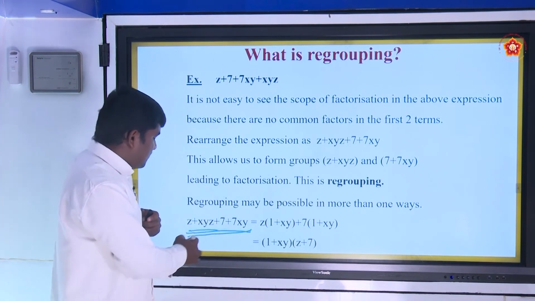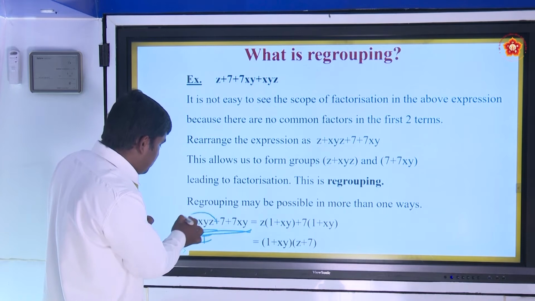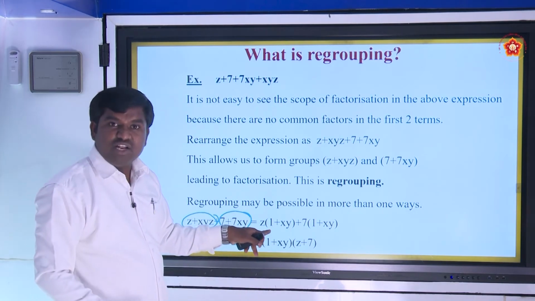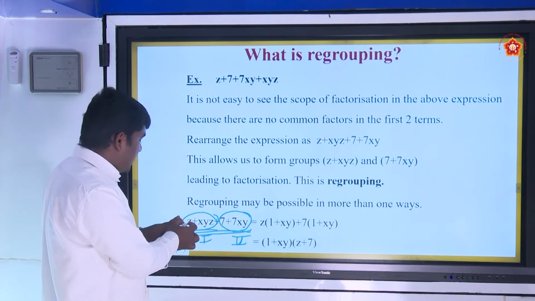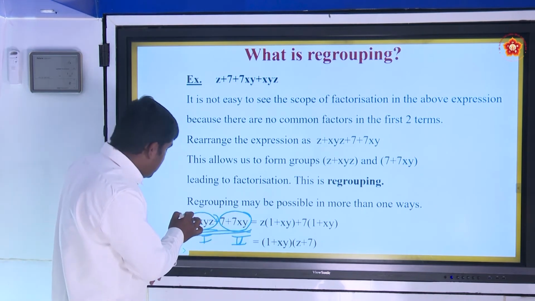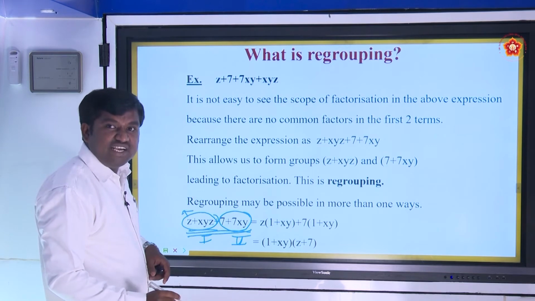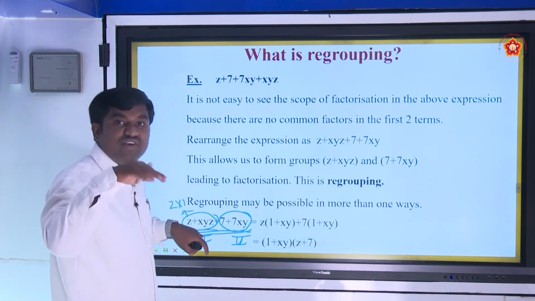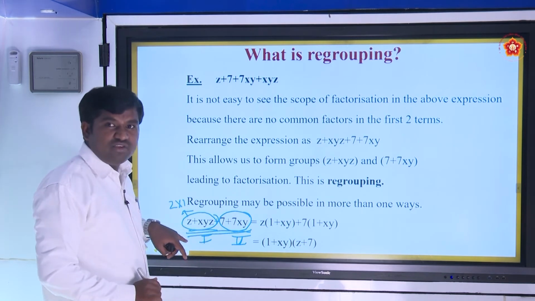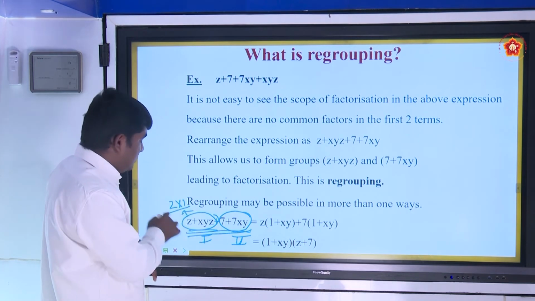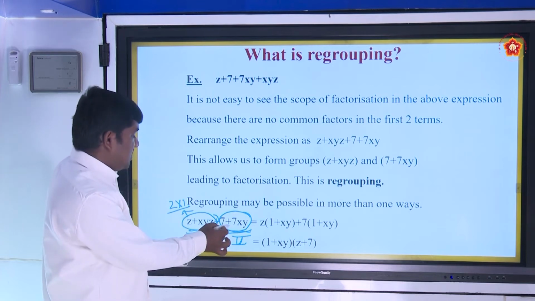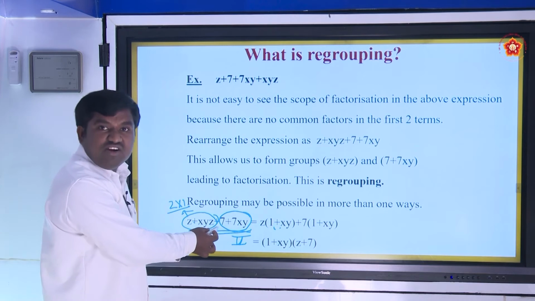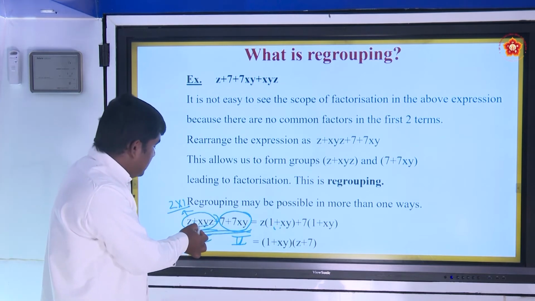In first grouping, these two are the first group and these two are the second group. In the first group, z is common, take out z. Then the factors of z are z into 1. Okay, 1 is a factor of every number and every variable. So z into 1. If you take out z, the remaining thing is 1 plus. Next, if you take out z, what is remaining?